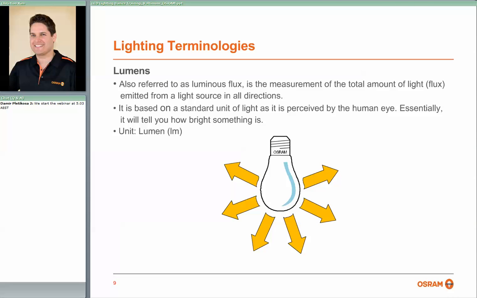So going back to a general lighting terminology, something that in the lighting industry is probably the most important term would be lumens. So lumens, or also referred to as luminous flux, is a measurement of the total amount of light emitted from a light source in any given direction. So it's based on a standard unit as perceived by the human eye, and it will tell you pretty much how bright something is. So that's just a standard measure of light.